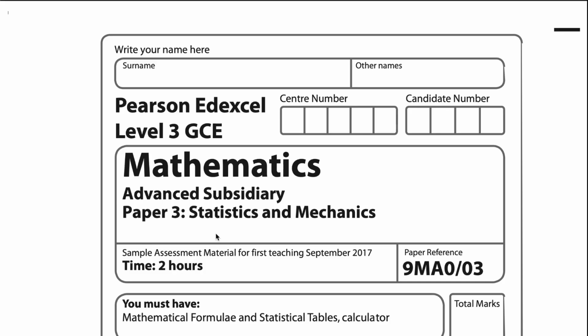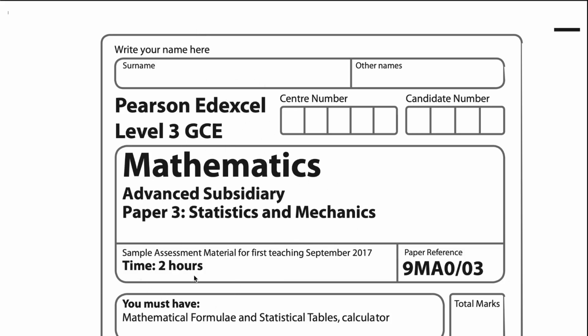In this video I'll be going through an A-level statistics and mechanics paper. Now on this paper it says sample assessment material for first teaching September 2017. This is actually from a set of papers called Specimen papers, slightly different to the sample papers that I've already gone through, but it's from the same set that are labeled Specimen papers. It just has a slightly different wording here, for some reason, I'm not sure why. But this is for the Edexcel exam board.